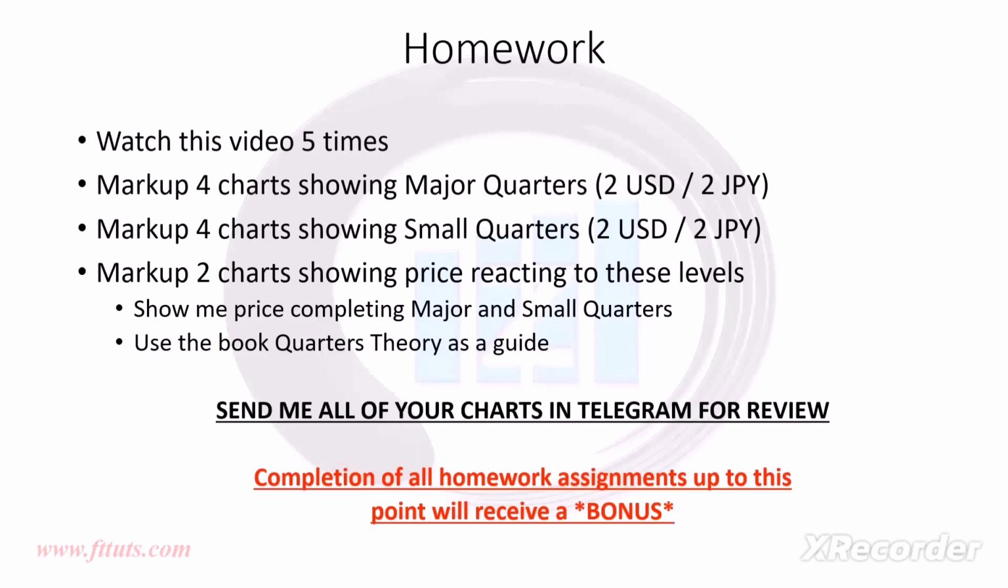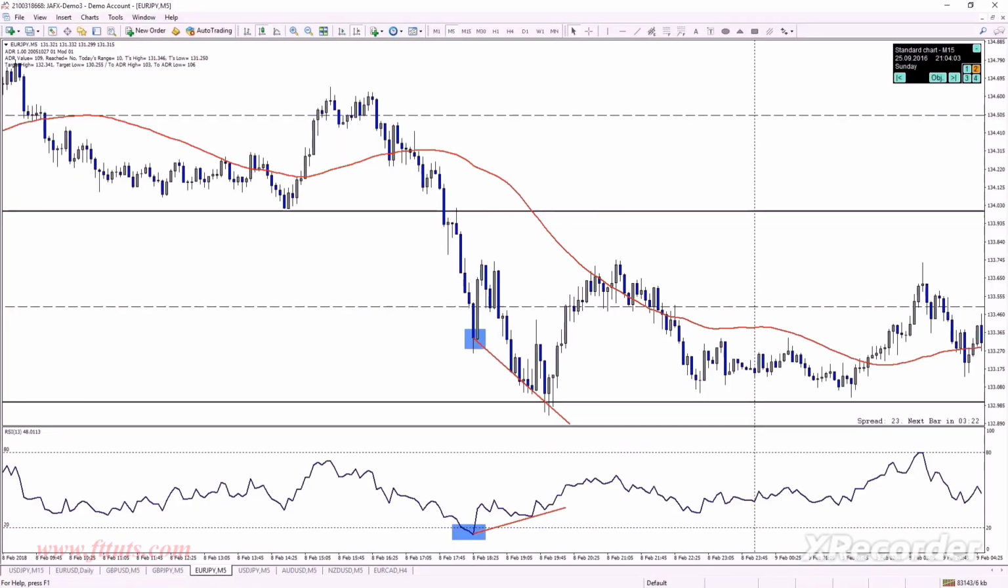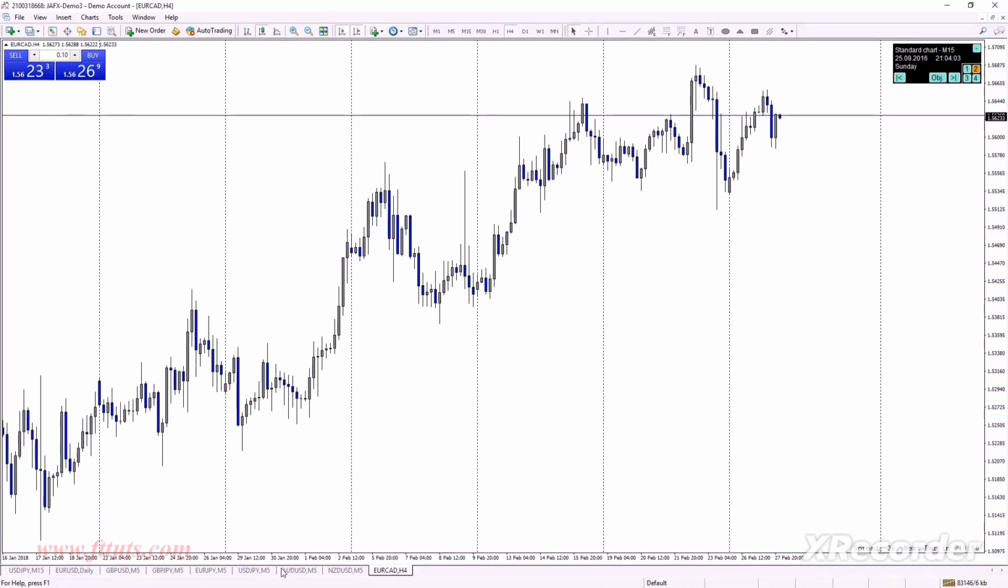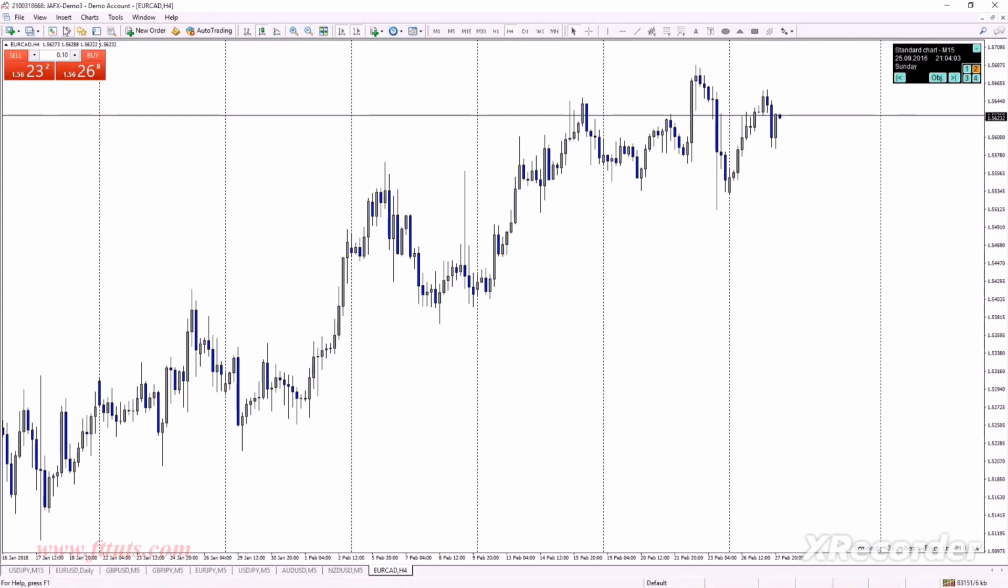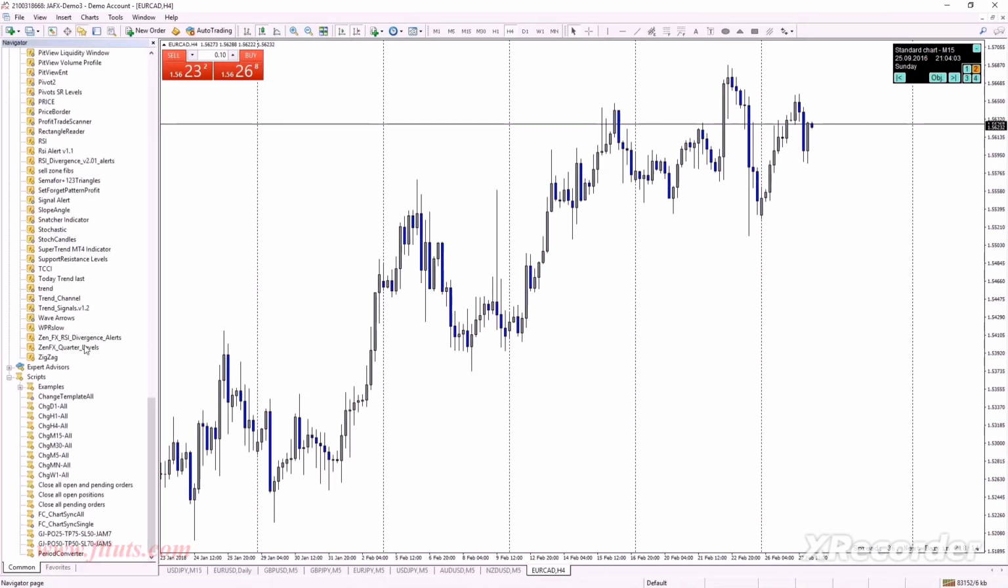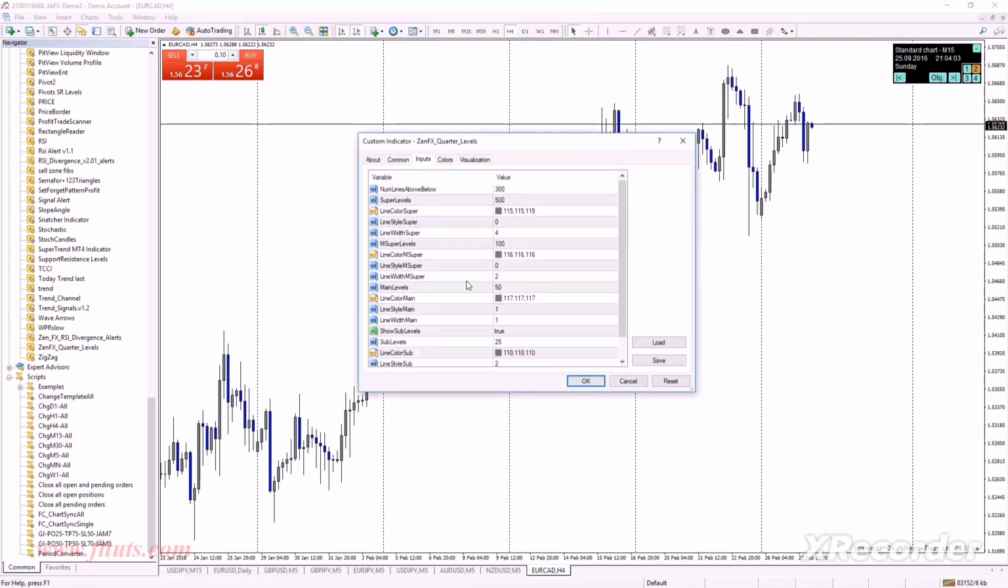That's bonus points. Speaking of bonuses, I want to give you your second bonus of the course. The first bonus being the quarters theory book. The second one is something I think you will like, and that is this new ZenFX indicator. As we saw here on the Euro USD daily, it paints these lines so that you can automatically add your quarter levels to any MT4 chart. It's this one right here, ZenFX quarter levels.